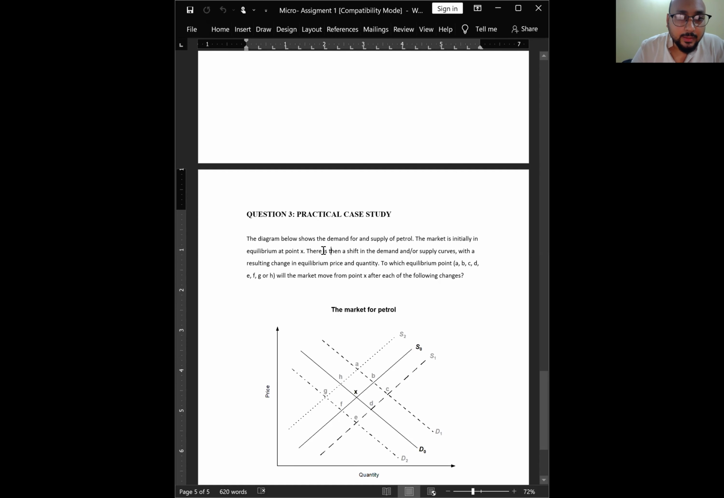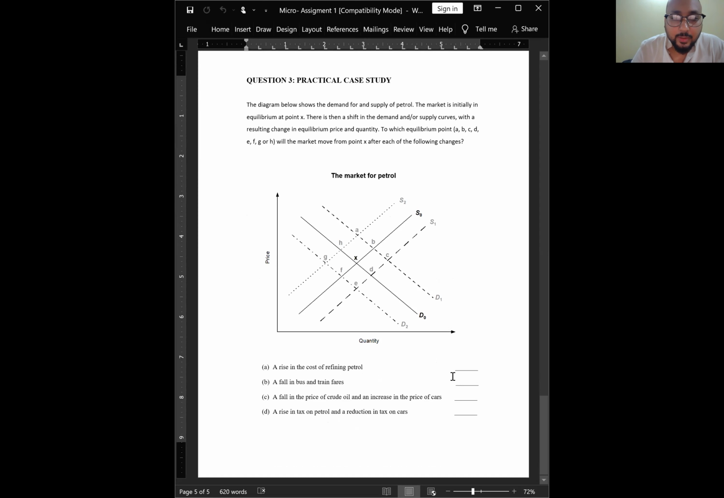Here, this is the shift in demand and supply with the resulting equilibrium prices. We are given the equilibriums here, so you need to find out which kind of event each equilibrium belongs to. So let's talk about this. I am shifting to the slide.